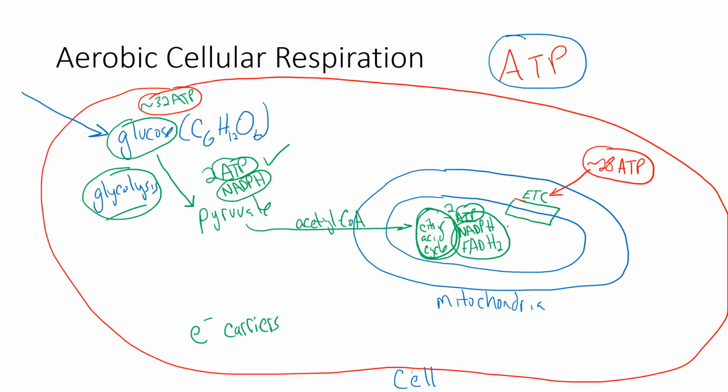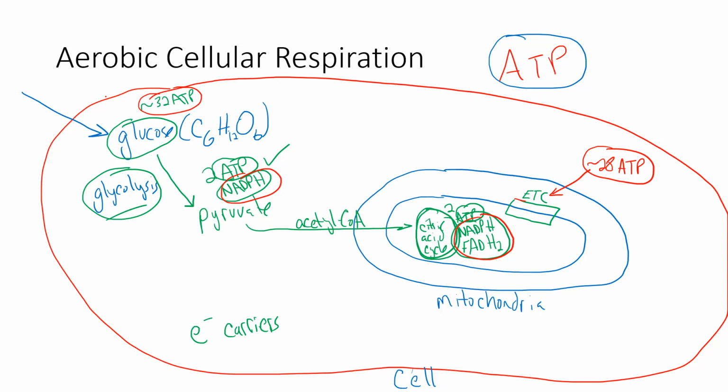And how does that happen? Well, we're going to talk about that in a minute, but it requires all the high energy electrons that are carried to the electron transport chain in the form of NADPH and FADH2. Okay, so this is a messy drawing, I know, but I just wanted to give you kind of an overall feel for what's going on in aerobic cellular respiration.